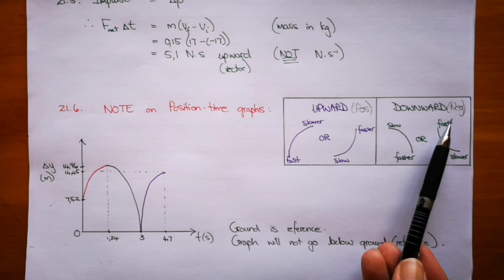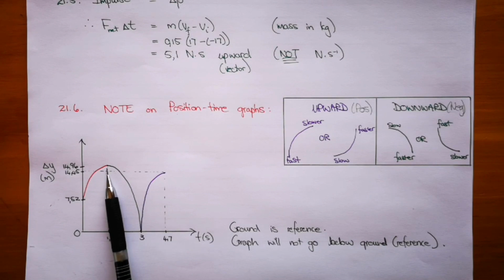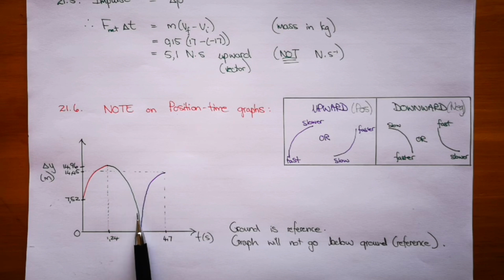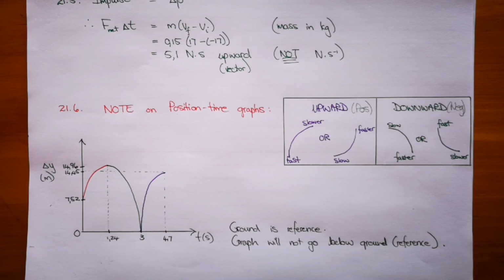Downward was negative, so it will be one of these two. It reached the highest point, 0 meters per second, and then went slowly and went faster and faster and faster. So it's that graph. Then your ball bounces, so it's going up in a positive direction again, leaving the ground fast at 17 meters per second and going slower and slower. So it's this graph again.